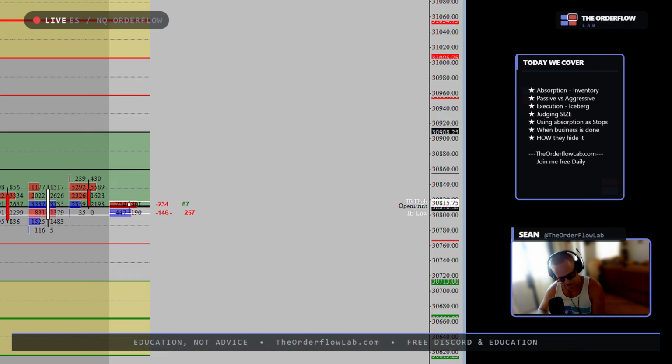Again, these are my Sierra Chart footprints. They look a lot different than other platforms. Don't ask me about other platforms. I don't deal with them. I do everything inside Sierra. It's just what it is.